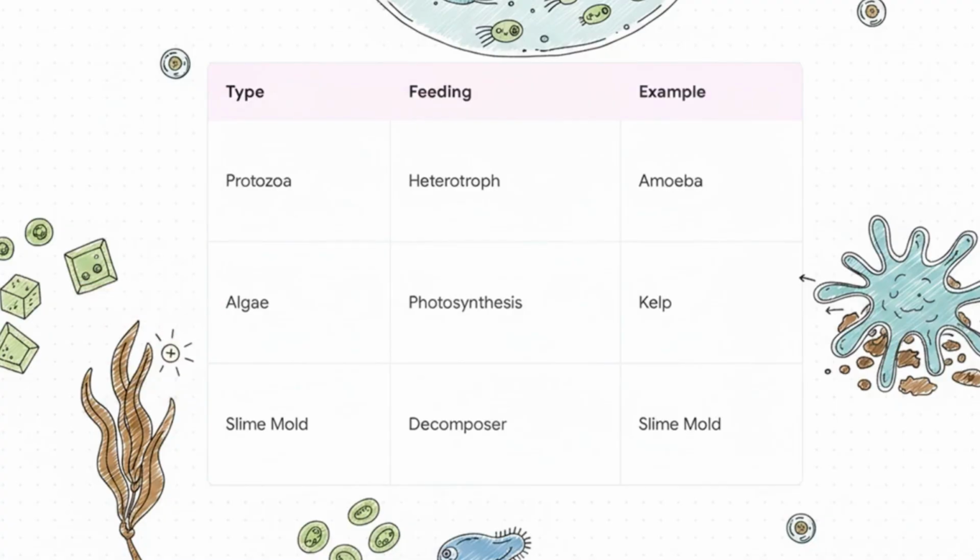And finally, we have the fungus-like slime molds, which act as decomposers, just absorbing nutrients from decaying organic matter. It's this whole bizarre world of diversity, all safely tucked within the cellular boundaries of the eukaryotic domain.